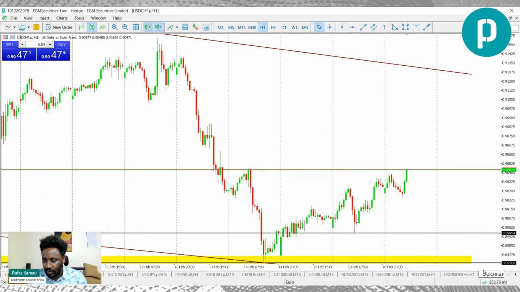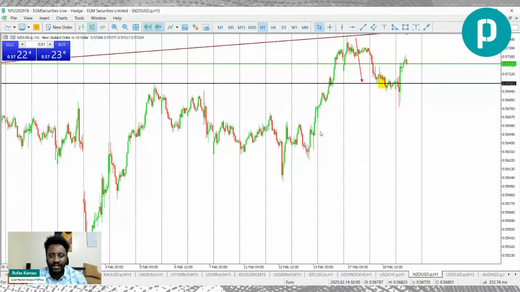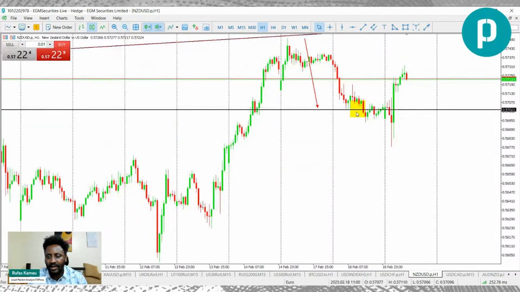For the New Zealand dollar, after the announcement of a 50 basis point rate cut, the overall expectation is that you would see the New Zealand dollar weakening. But instead, what we got is increased volatility this morning, a sharp drop followed by a sharp increase, meaning that the news was already priced in.